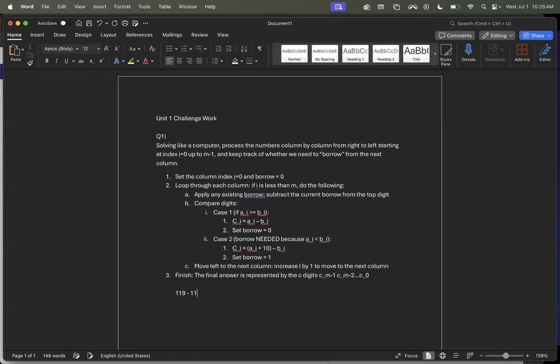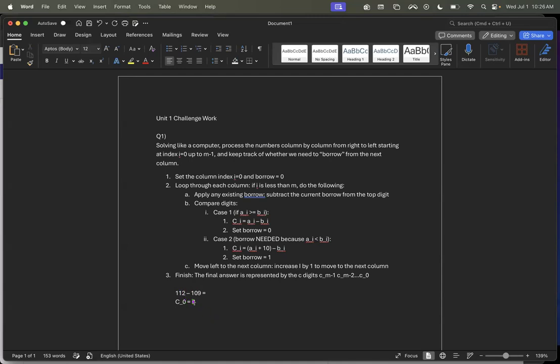119 minus 112. Actually, let's do 112 minus 109. So can you do 2 minus 9? No. So you have to borrow this one. It becomes a 0. So this is now 12. 12 minus 9. So we'd have C sub 0 equals 3.